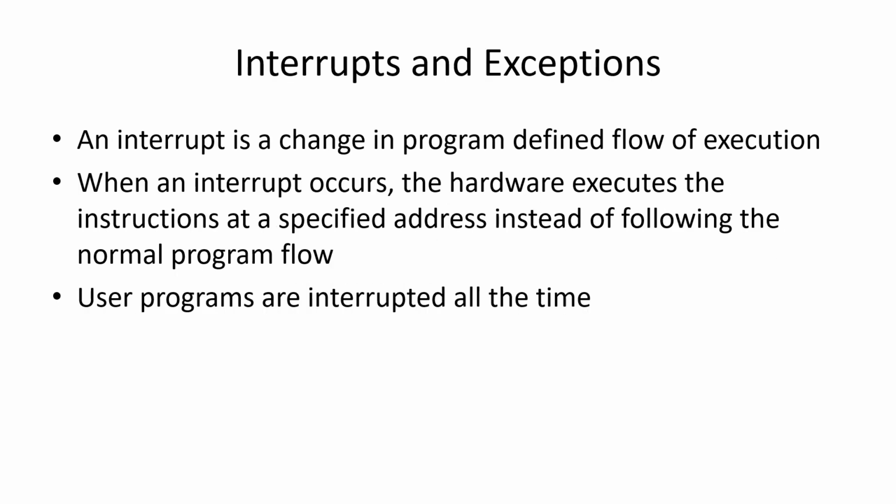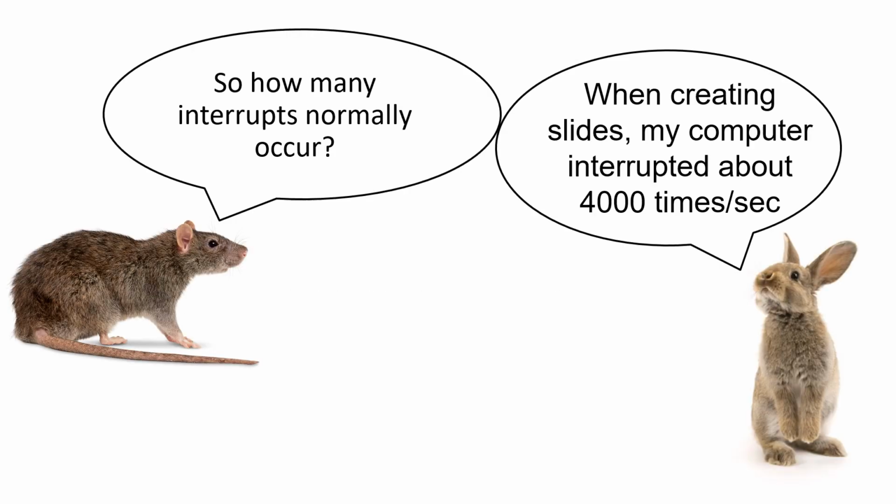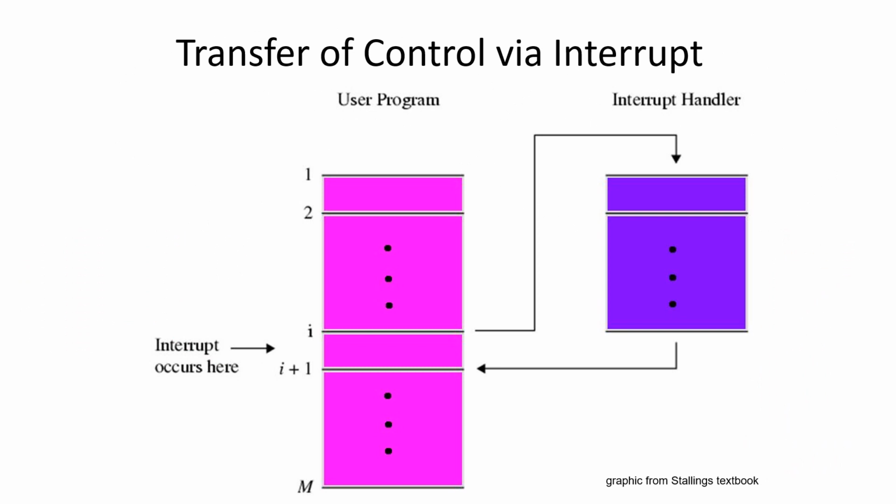An interrupt changes the flow of execution. Well, there's a normal flow during your program, but if an interrupt occurs, suddenly it stops the execution of your program, goes off and runs a program someplace else, then comes back to yours. User programs are interrupted all the time. So, how many interrupts normally occur? When creating these slides, my computer interrupted about 4,000 times per second.